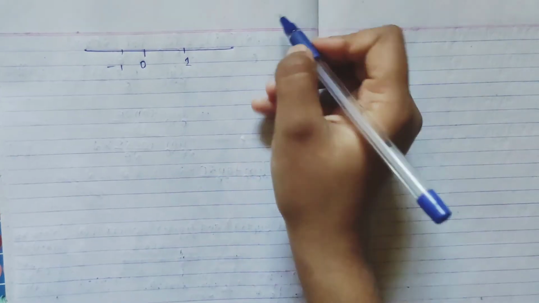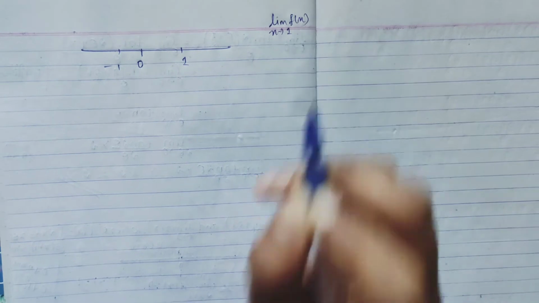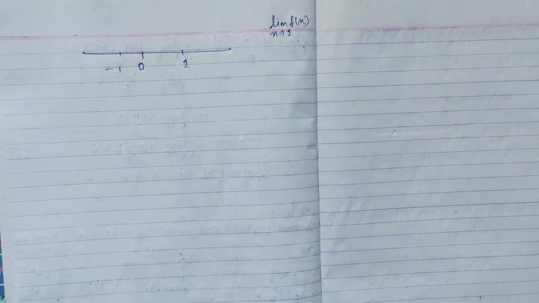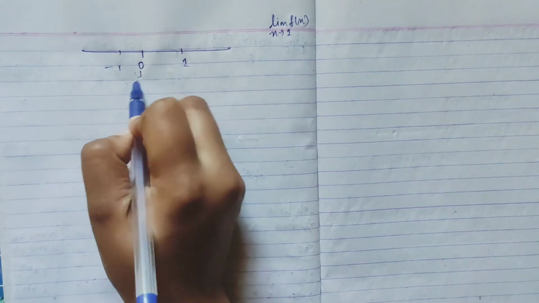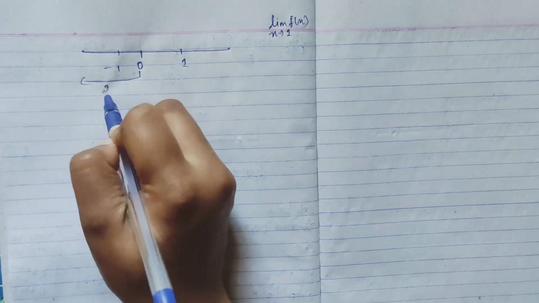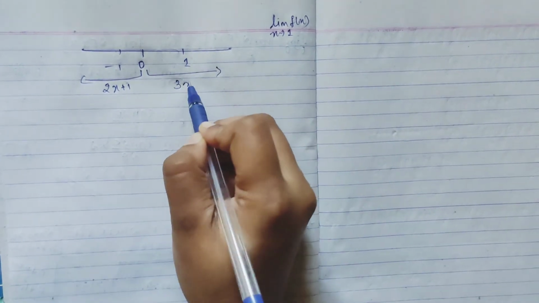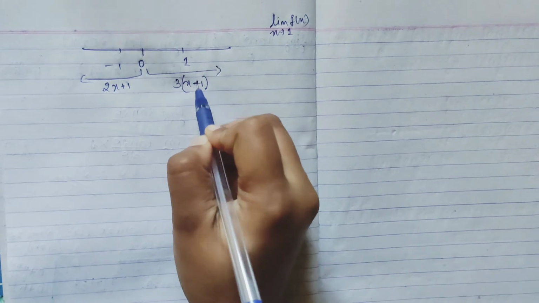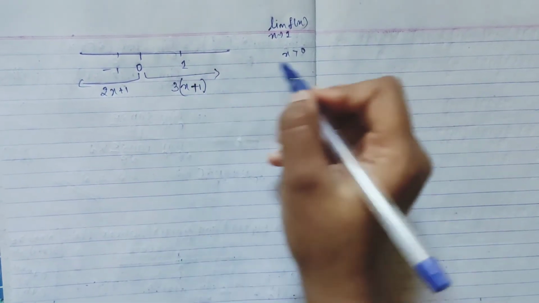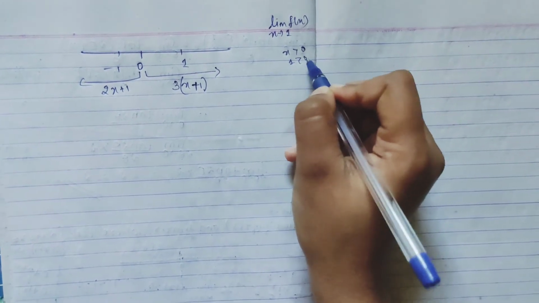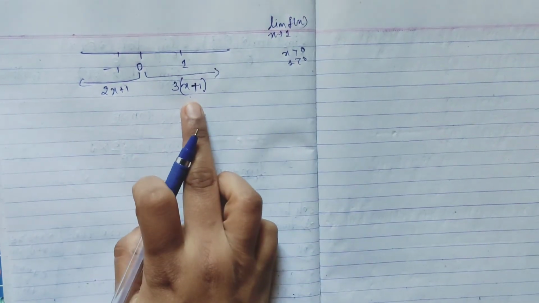So now we have to check the existence of limit f of x as x tends to 1. Here you should be careful when using this function. Previously we saw that at 0, for x less than 0 the function was 2x plus 1, and for x greater than 0 the function was 3x plus 1. So x greater than 0, this function holds. Since 1 is obviously greater than 0, the function for this limit is 3x plus 1 only, right?